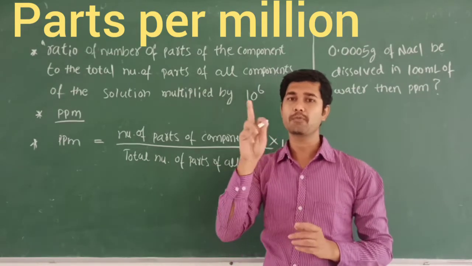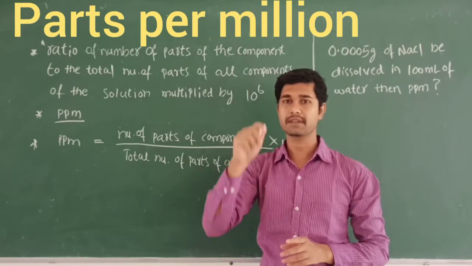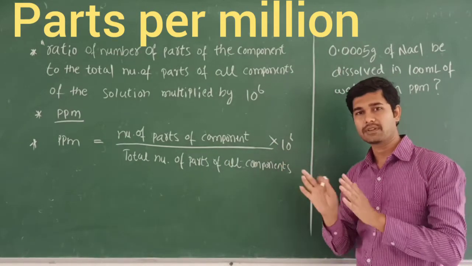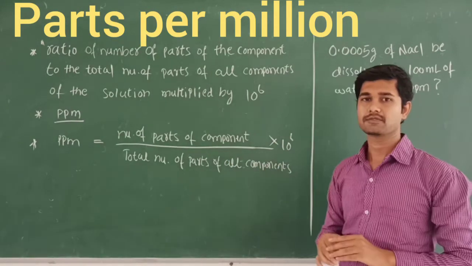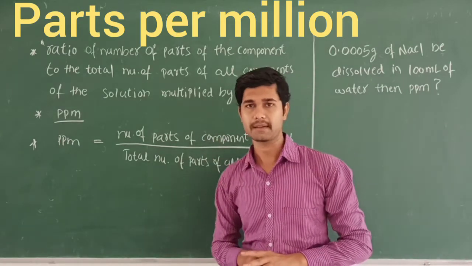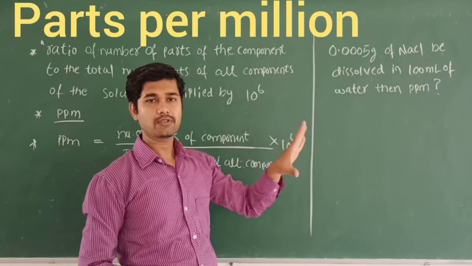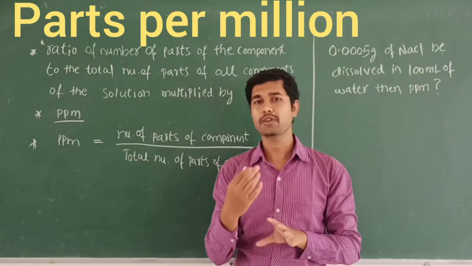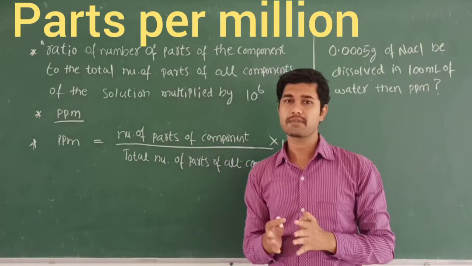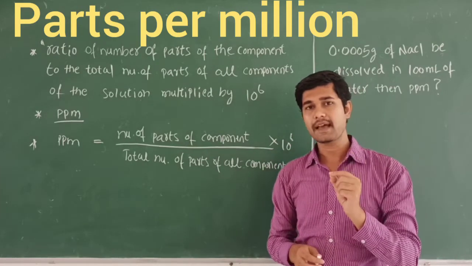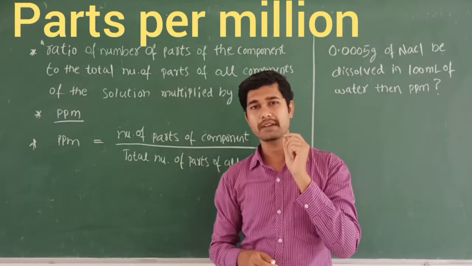Also, parts per thousand will be there. For thousand, you multiply with 1000, that is 10 power 3. For billion, you multiply with 10 power 9. That is the only difference. So this is called parts per million. And when do you use parts per million? This concept is only applied when the quantities are given very minute, that is, very trace quantities.